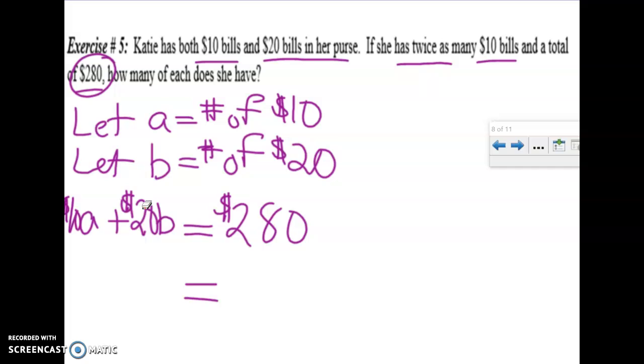So let's say I had 5 tens. 5 times 10, $50. Let's say I had 5 20s. 20 times 5, $100. Now that clearly doesn't work because my total is 280. Now the other part of this is she has twice as many $10 bills. Twice as many tens. So because she has twice as many 10s, she does have more 10s than she does 20s.